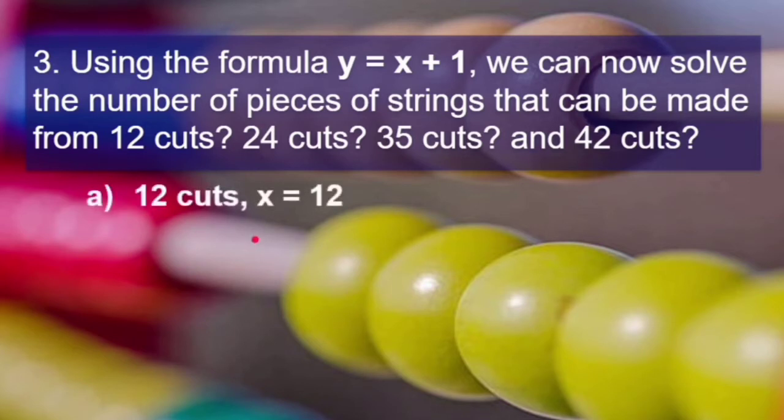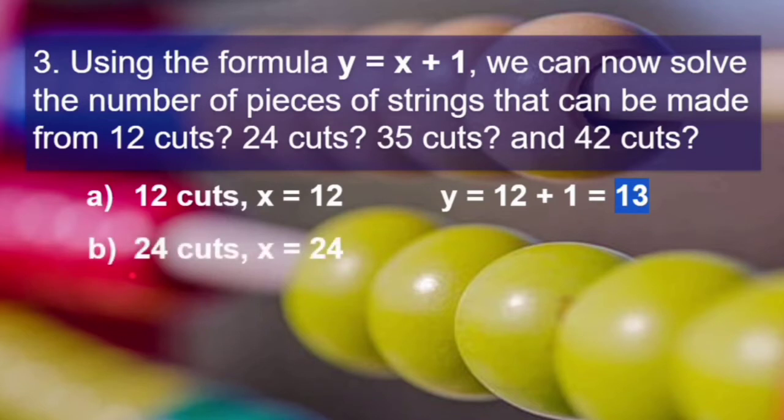So for 12 cuts, the value of x will be 12. So just substitute that to the given formula y equals x plus 1. So we will have y equals 12 plus 1, which is 13. Okay, so just repeat the process for 24, 35, and 42.